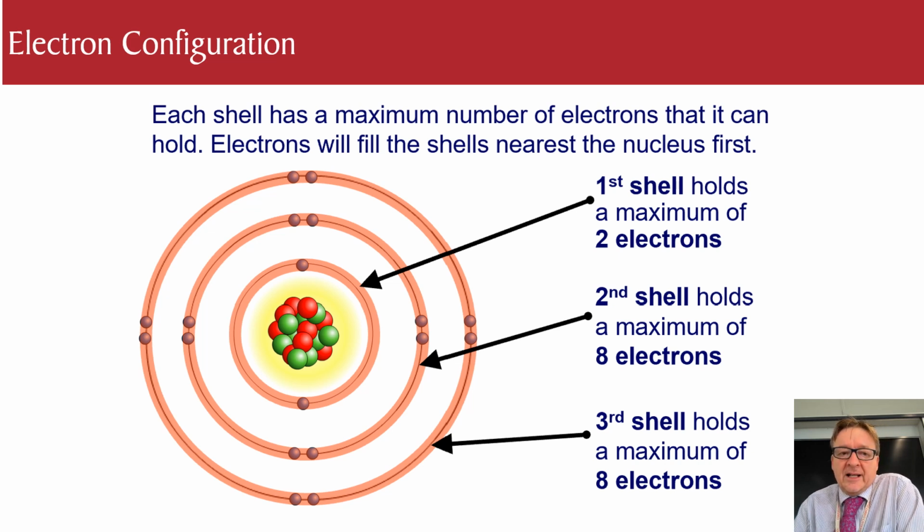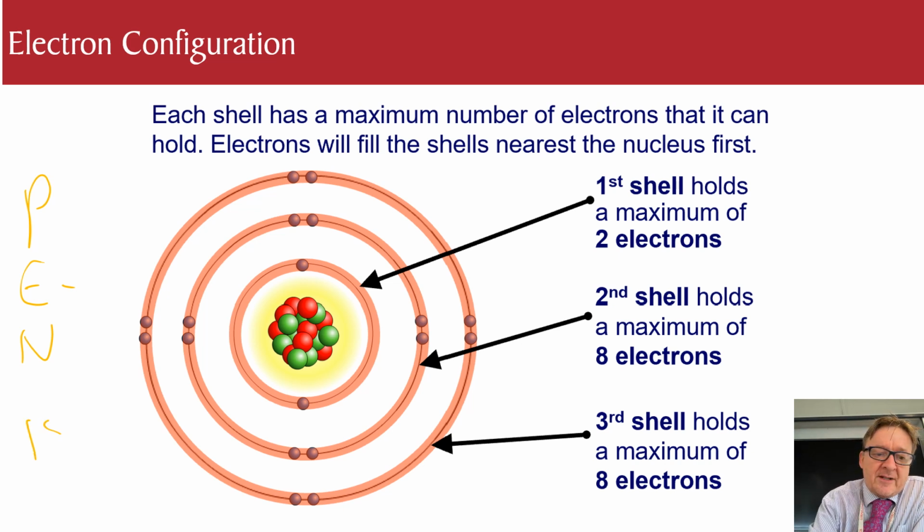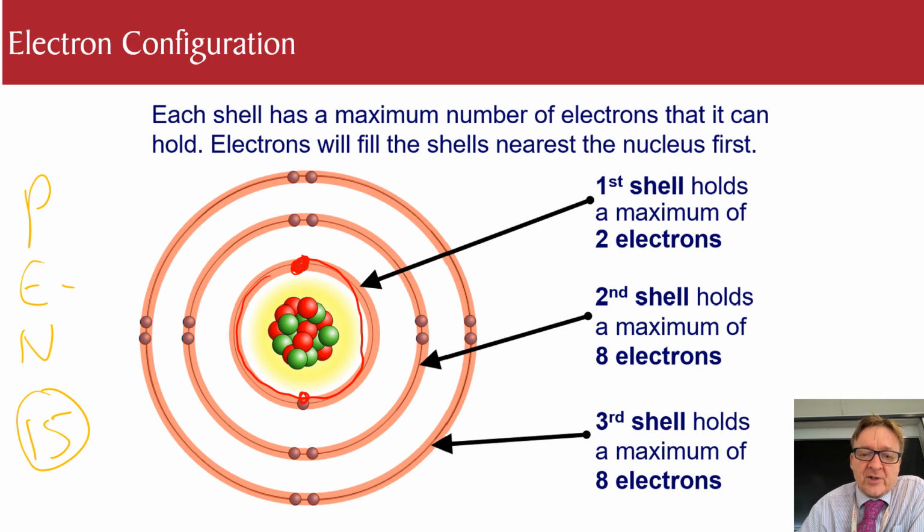Okay, electron configuration. Once you've worked out your PEN, you've got your number of electrons, and what you can do then is put them into shells. Let's say we've got 15 electrons. You put them into your shells. Shell number 1, this circle here, is allowed to have 2 electrons in it. As soon as it gets to more than 2 electrons, it's full, and it overspills into the next one. So I've now used up 2 of those, so I've got 13 left.